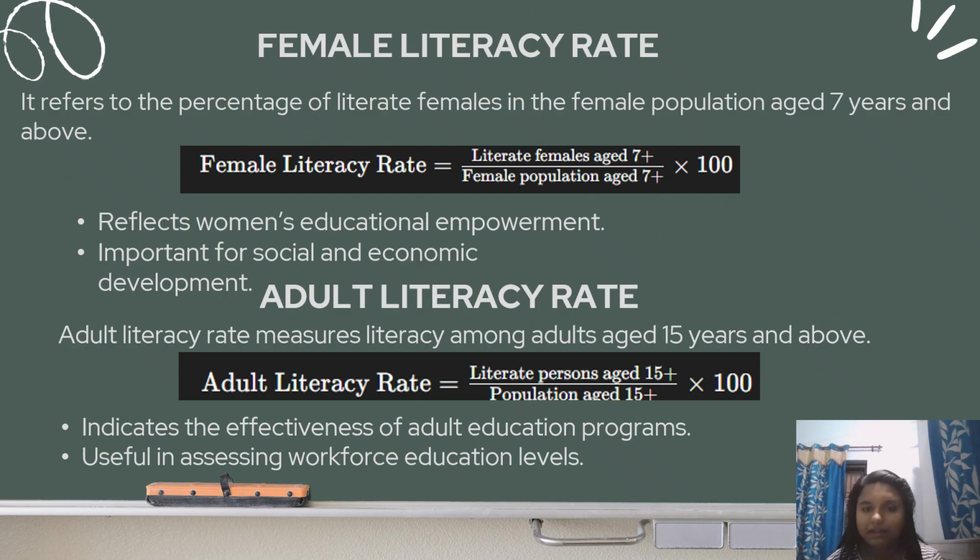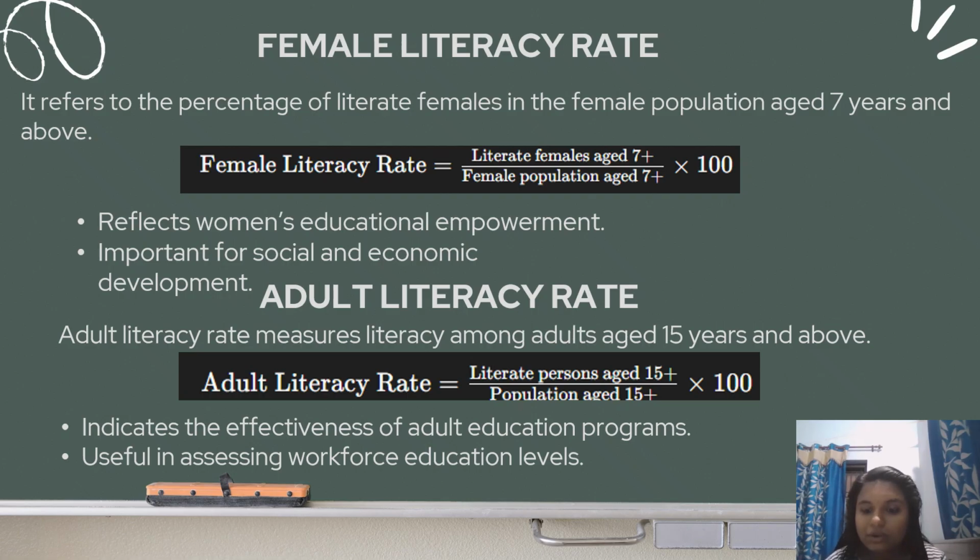Next one is adult literacy rate. Adult literacy rate means the measure of literacy among adults aged 15 years and above. Adult literacy rate is equal to literate persons aged 15 years and above divided by population aged 15 years and above, into 100. It indicates the effectiveness of adult education programs and is useful in assessing workforce education levels. We consider adults as the workforce, so it helps in assessing the workforce education levels.